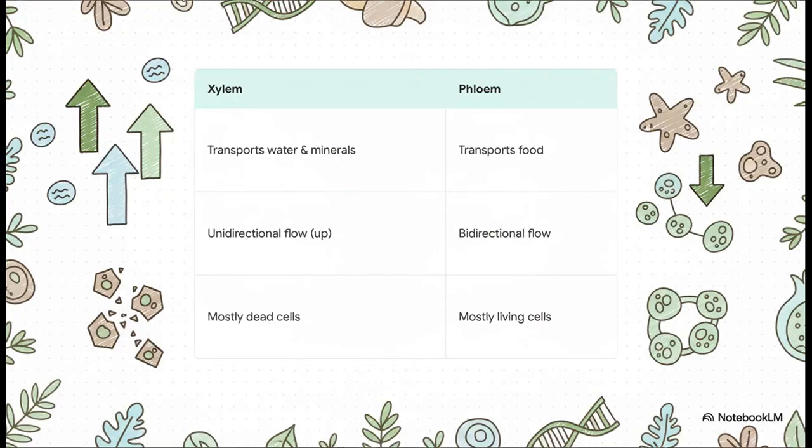Okay, this slide is very important. It clearly shows the differences between xylem and phloem. And let me tell you, this comparison is a very, very common exam question. Xylem transports water and minerals only in one direction, upwards, and it's mostly made of dead cells. Phloem, on the other hand, transports food in both directions, and it consists mainly of living cells. Please, make a note of this.